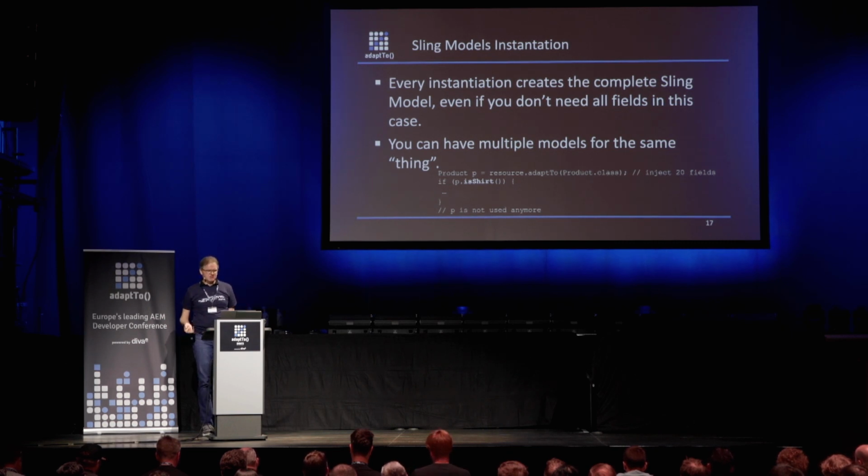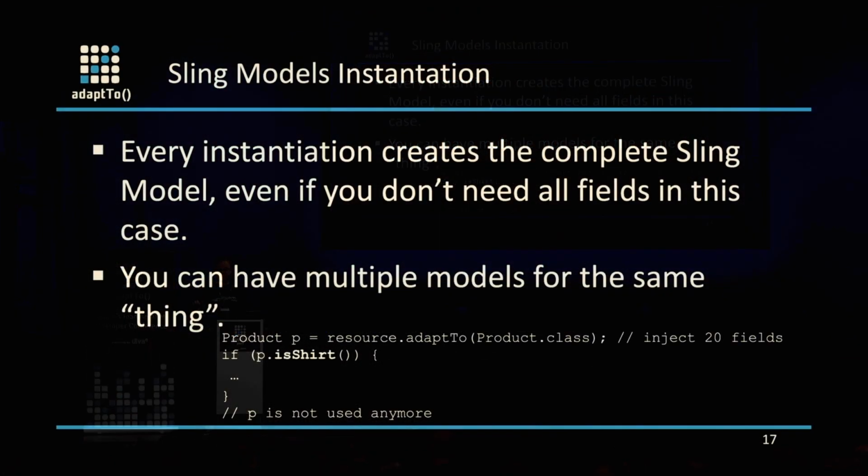In this example here, I have a generic product class which does 20 injections, and then I just ask it, is it a shirt? One value, and then it's not used anymore. That means it's pure overhead. I could use something more like it's a shirt product, which is much easier to create, less expensive, maybe just one injection, specifically tailored for this. You can do that. It's not a problem here.